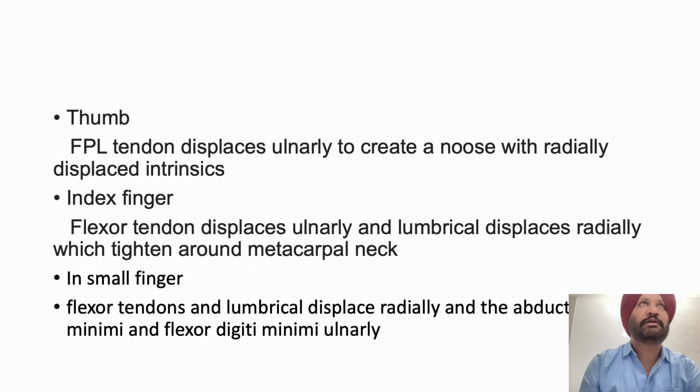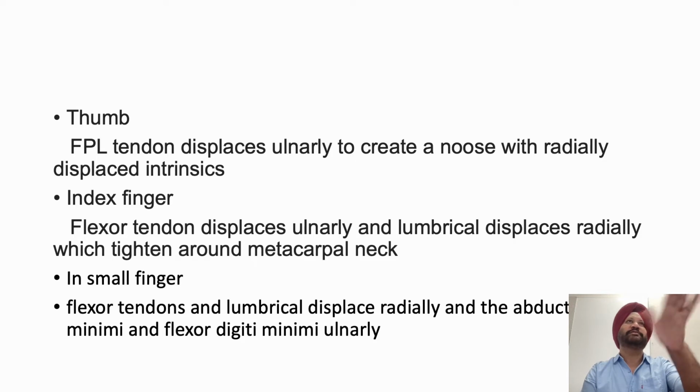Now coming to the thumb, I just included this slide for the basic idea that in the thumb the FPL tendon displaces ulnarly to create a noose. This is basically going more complex into the mechanism of dislocations. While in the index finger, the flexor tendon can displace ulnarly and the lumbricals can displace radially. So this is how they put a noose around the dislocation.